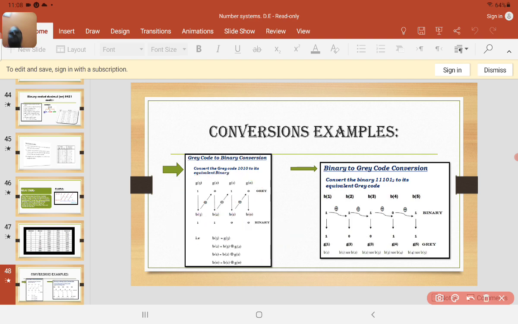Same here, how to convert binary code into gray code. It is given 11101 as the binary code, so we have to convert that. Here, the first 1 is written as it is.